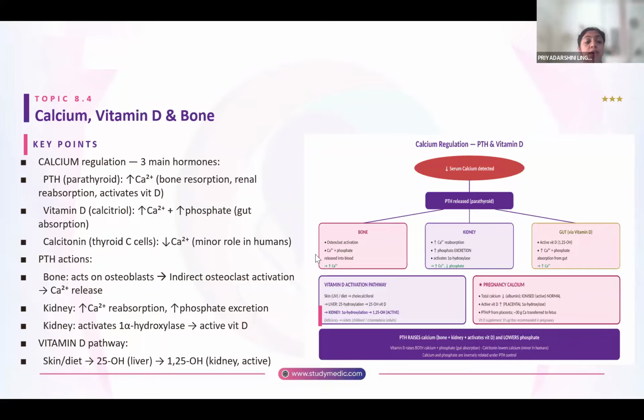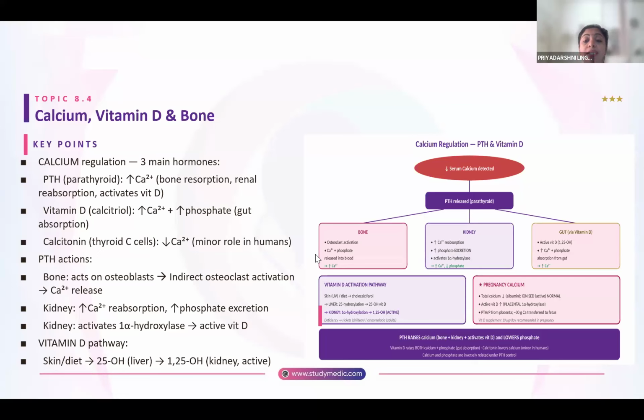The next one is calcitonin. Where is calcitonin released from? It is released from the C cells of the thyroid. Now, this is going to play an opposite action, that means it is going to bring down the levels of calcium. So these are the three things: parathormone, vitamin D, and calcitonin. Parathormone is from the parathyroid. Calcitonin is from the C cells of the thyroid. So you have to know the origin also.